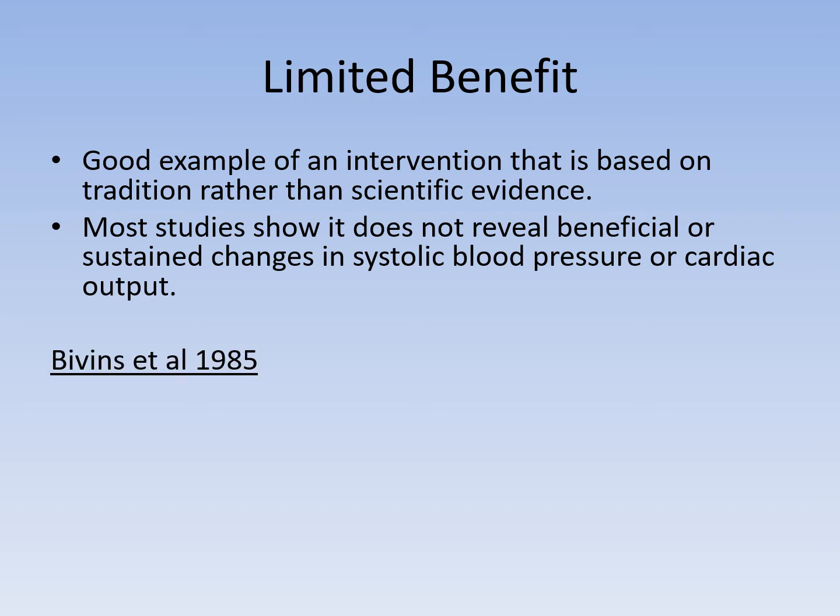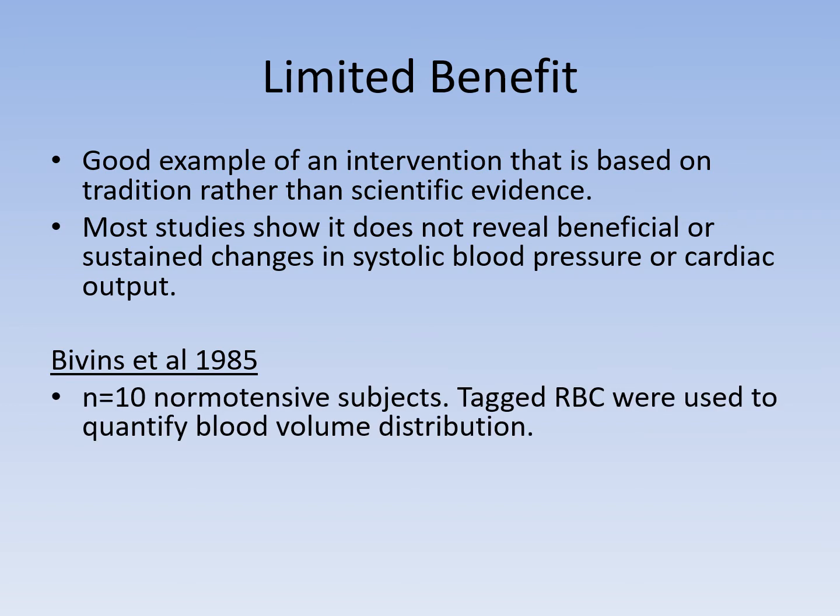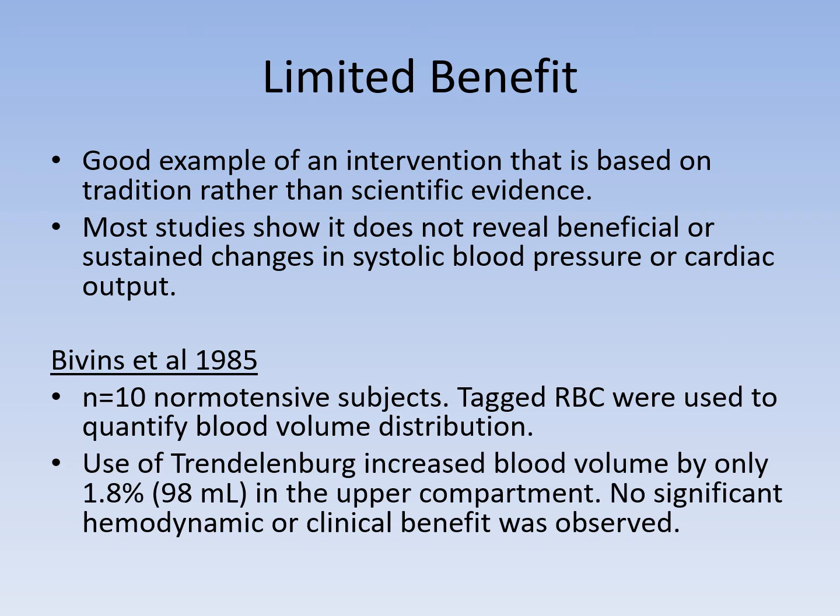One of those studies was published by Bivens in 1985. It looked at 10 normotensive dialysis patients, and tagged red blood cells were used to quantify blood volume distribution. What they found was that the use of Trendelenburg increased blood volume only by about 1.8%, so 98 milliliters into the upper compartment, and there was no significant hemodynamic or clinical benefit observed.